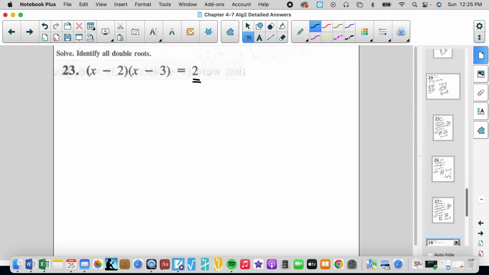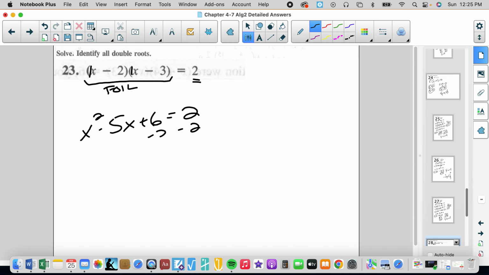So notice this isn't solved for 0. So we first have to multiply. You have to FOIL. So we get x squared minus 5x plus 6 equals 2. You should be able to multiply those two, first, outer, inner, last. You should be able to multiply binomials that fast, especially when your coefficient of x's are 1. And now we're going to minus the 2 over to set it equal to 0.